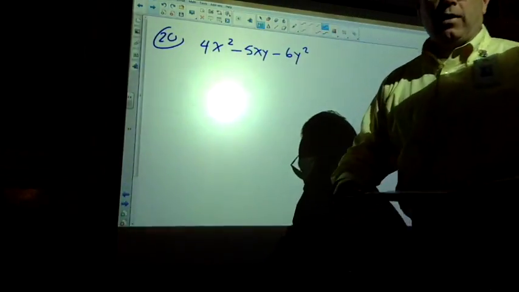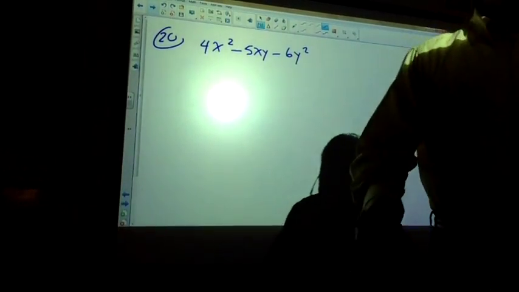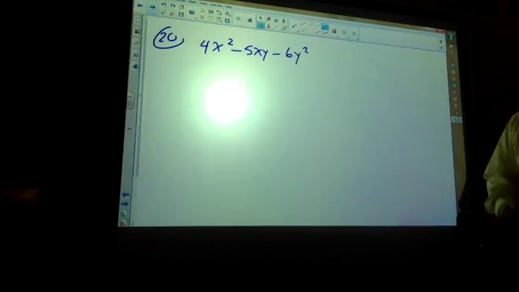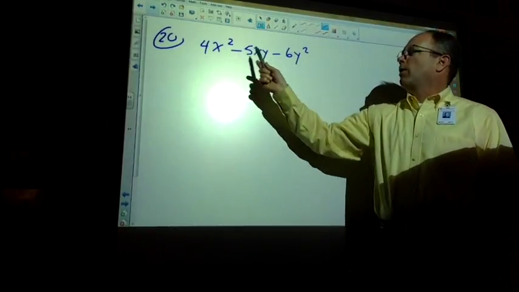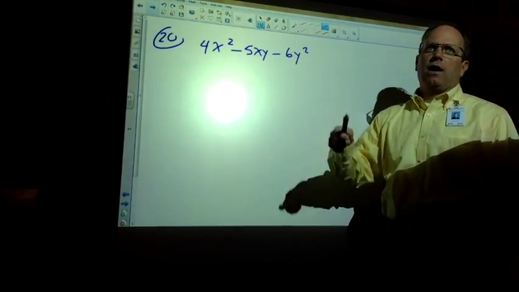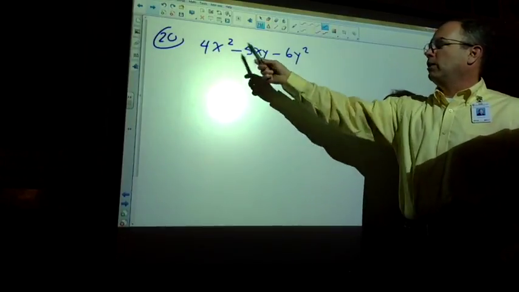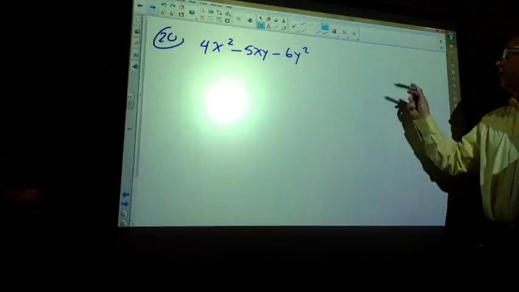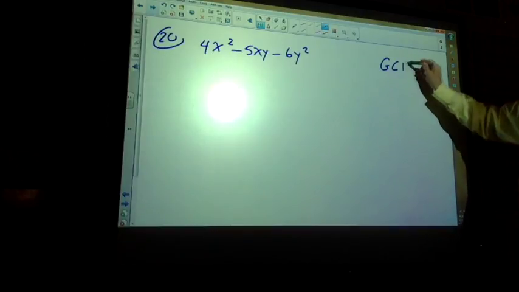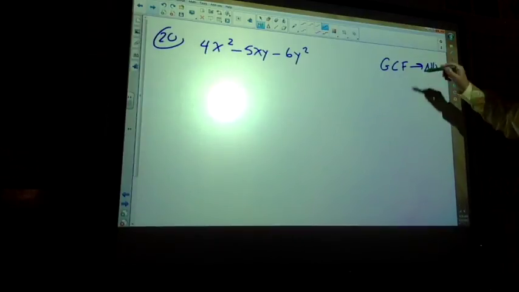Okay, if you have x and y, the very first thing you need to think about is, can I factor out a greatest common factor? Let's see. 4, 5, and 6 have nothing that I can factor out other than 1, so that's not going to help me. I don't have x on all three terms, and I don't have y on all three terms. So greatest common factor, no. Okay?